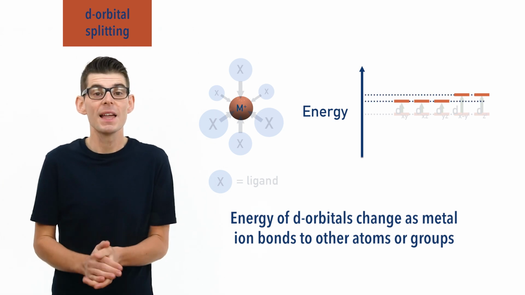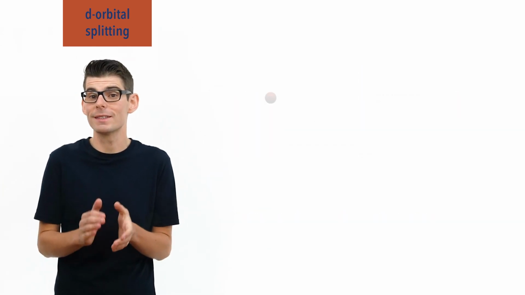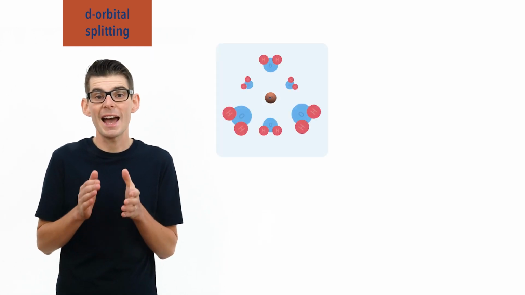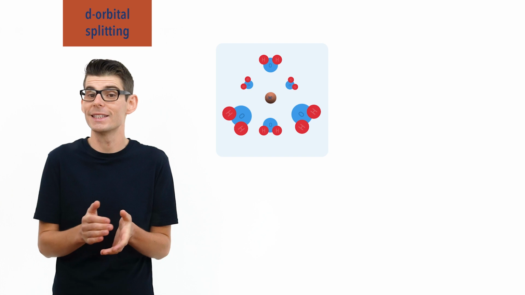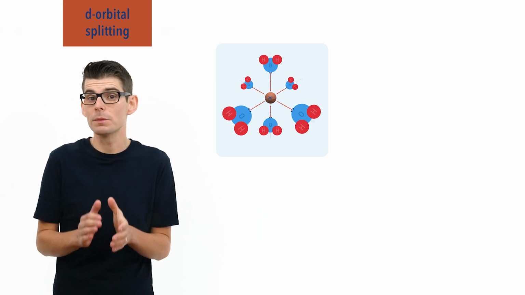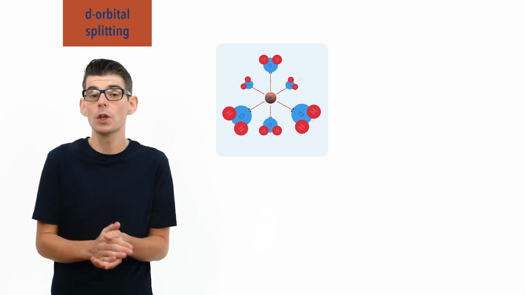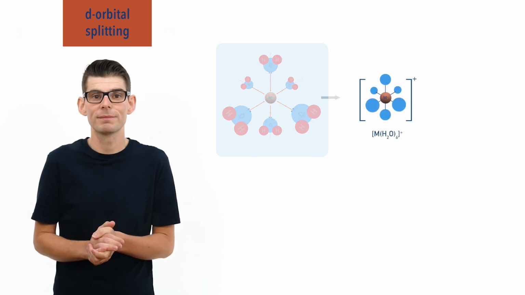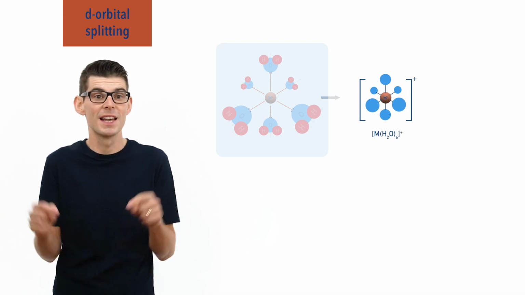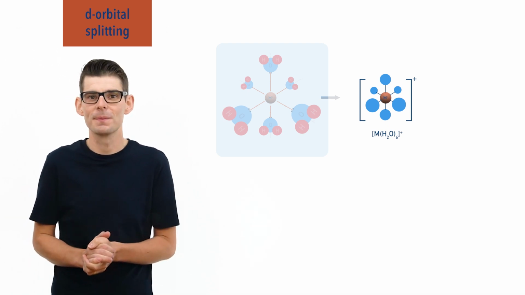For example, if a transition metal ion is dissolved in water, water molecules surround the ion and 6 water molecules act as ligands and form coordinate bonds to it. This forms a metal aqua complex ion with an octahedral shape. If you're unsure about this, please check the video on complex ions, link in the description below.